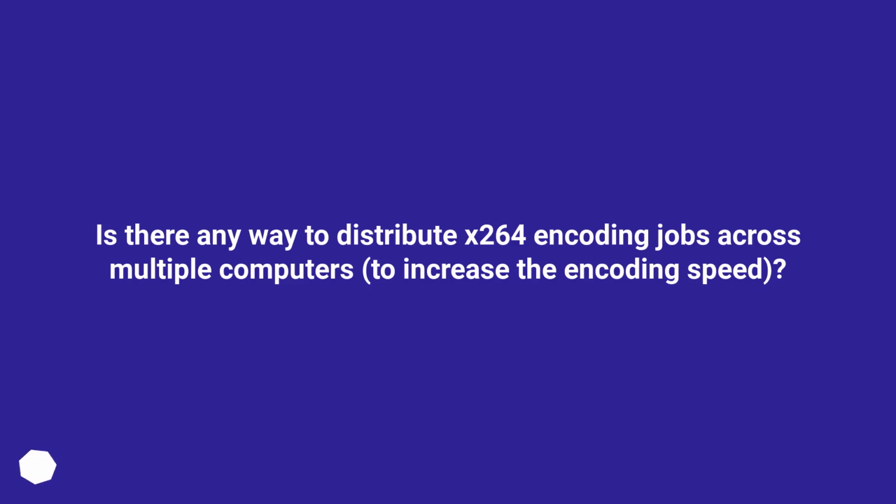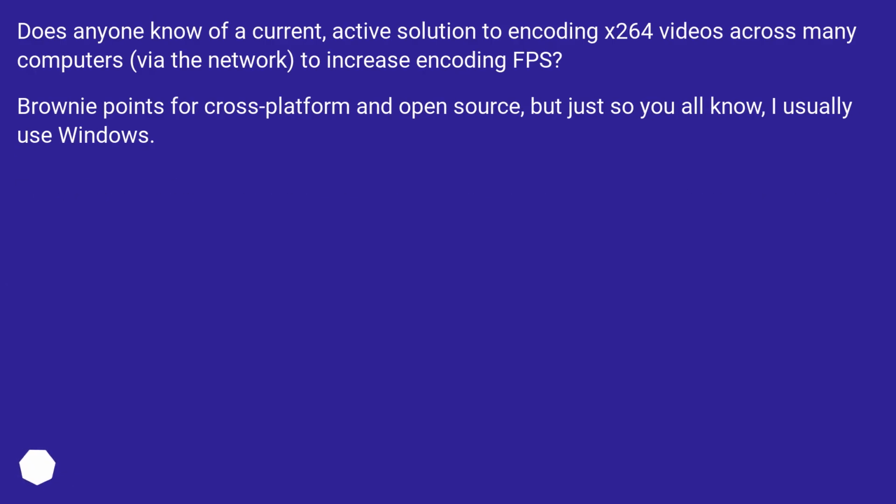Is there any way to distribute x264 encoding jobs across multiple computers to increase the encoding speed? Does anyone know of a current, active solution to encoding x264 videos across many computers via the network to increase encoding FPS? Brownie points for cross-platform and open source, but just so you all know, I usually use Windows.